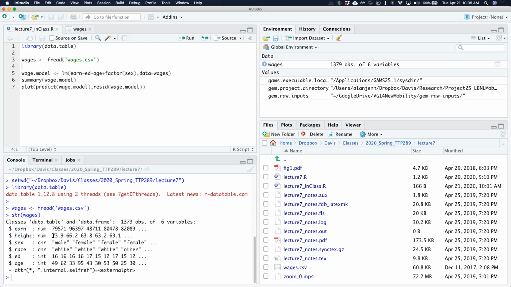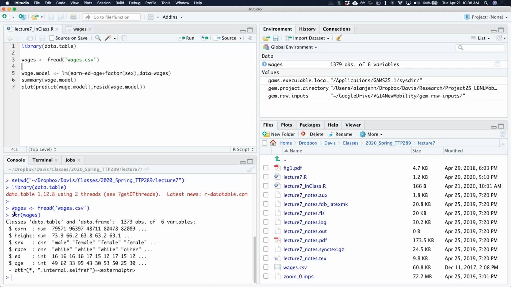Height, education, and age are our numeric variables. These are typical continuous variables, height indicating inches of height, education indicating years of education, and age for how old the person is. And then we also have sex and race.